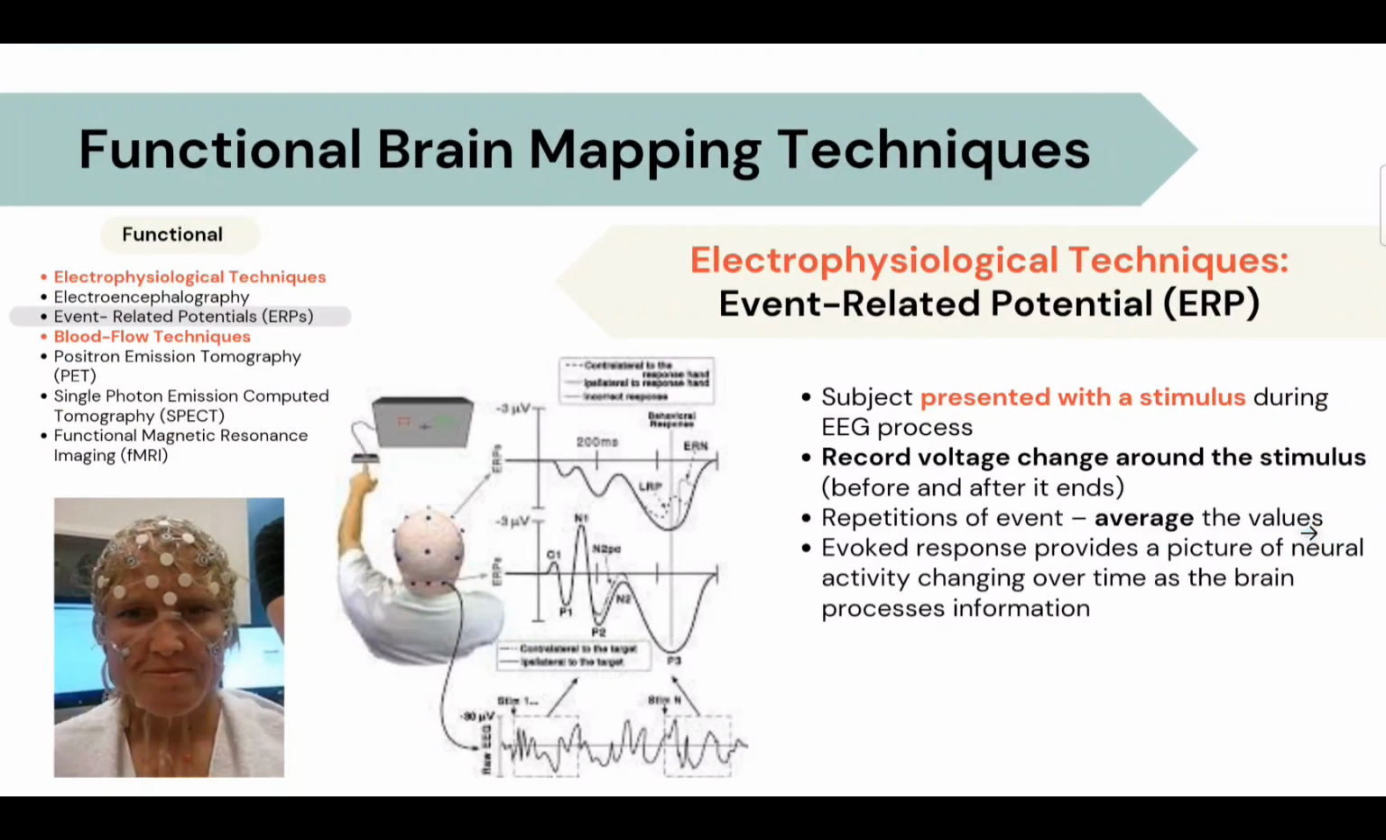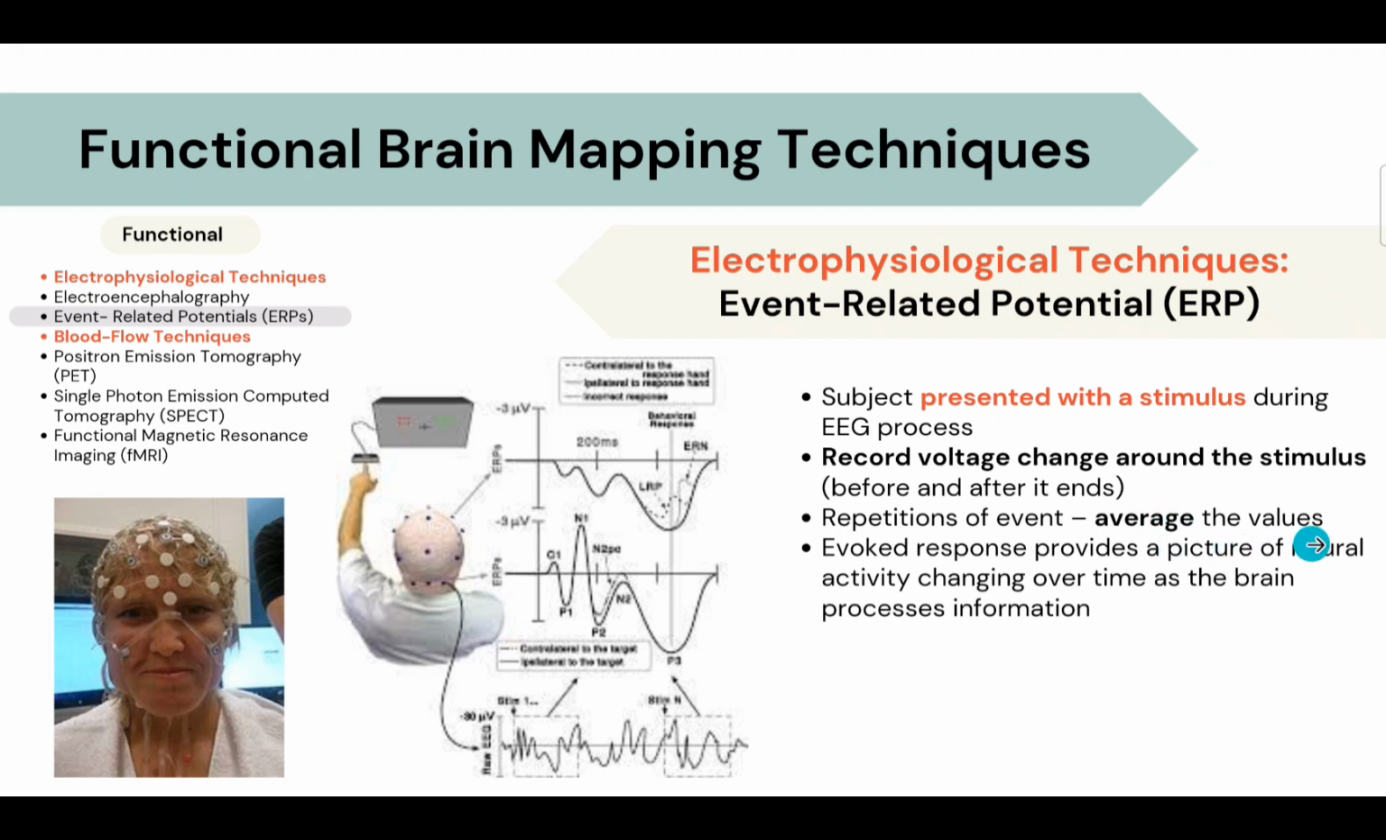So another part of the electrophysiological techniques is the event-related potential, the ERP. Okay, what is event-related potential? As the name suggests, the subject will be presented with a stimulus or an event during the EEG process, and the voltage change around the stimulus, before and after, will be recorded.